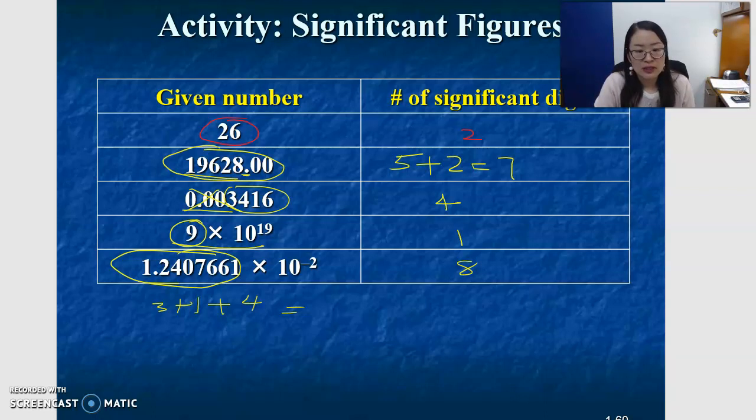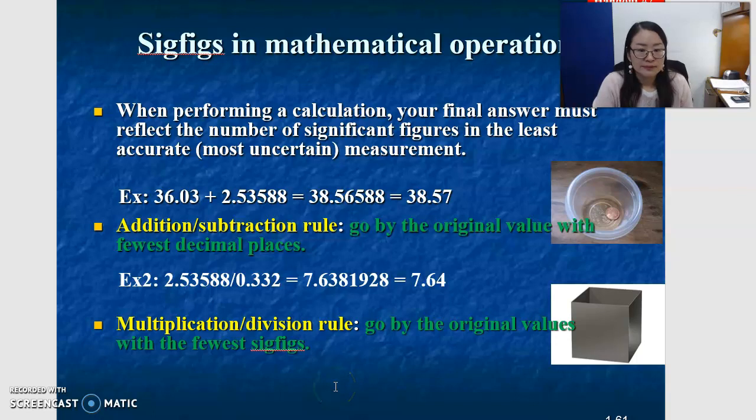Okay, so this is how we determine sig figs. Usually you need to be more careful when your zeros are at the end of the number. And how do we determine the sig figs in mathematical operations? When we perform a calculation, your final answer must reflect the number of sig figs in the least accurate or most uncertain measurement.